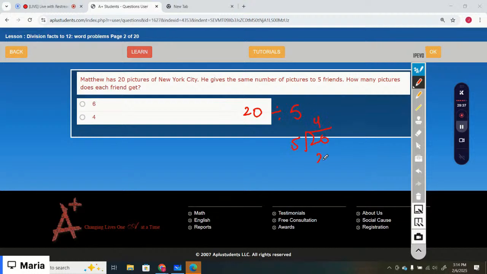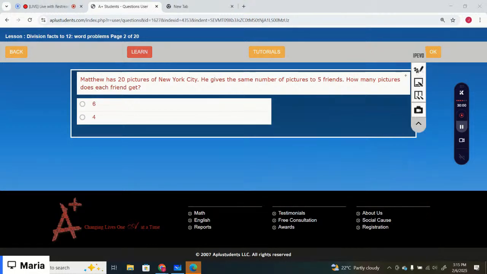5 times 4 is 20. So that means he is going to give 4 pictures to each friend. The correct option is 4. 5 times 4 is 20, so option number 2 is the correct option. 4 it is.